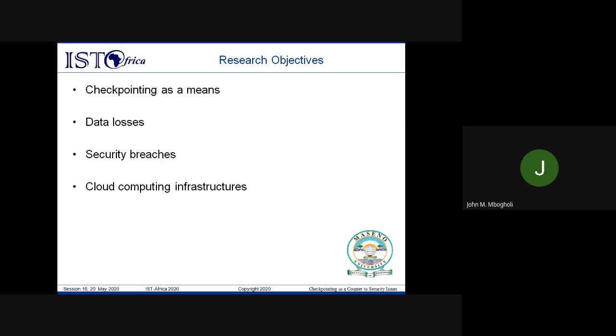So our objective, or the objective of this research, was to determine whether checkpointing can be used as a means of countering data losses that have been caused by security breaches in cloud computing infrastructures. It is key to mention at this point that we are concerned with data losses and not data breaches, since a security breach would mean that data could be breached or data could be lost, and any of these two could happen. However, our main concern is on data losses, which inevitably lead to data center outages.